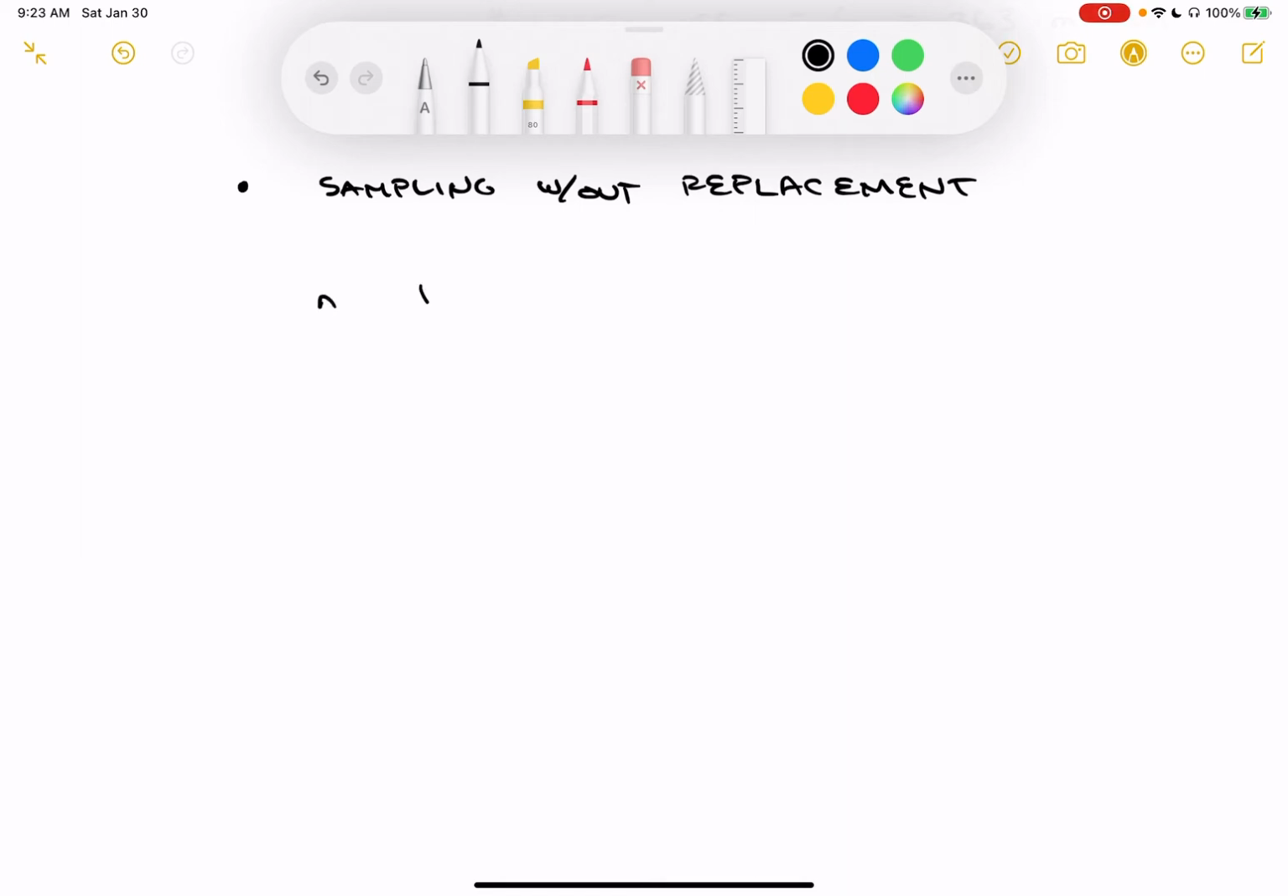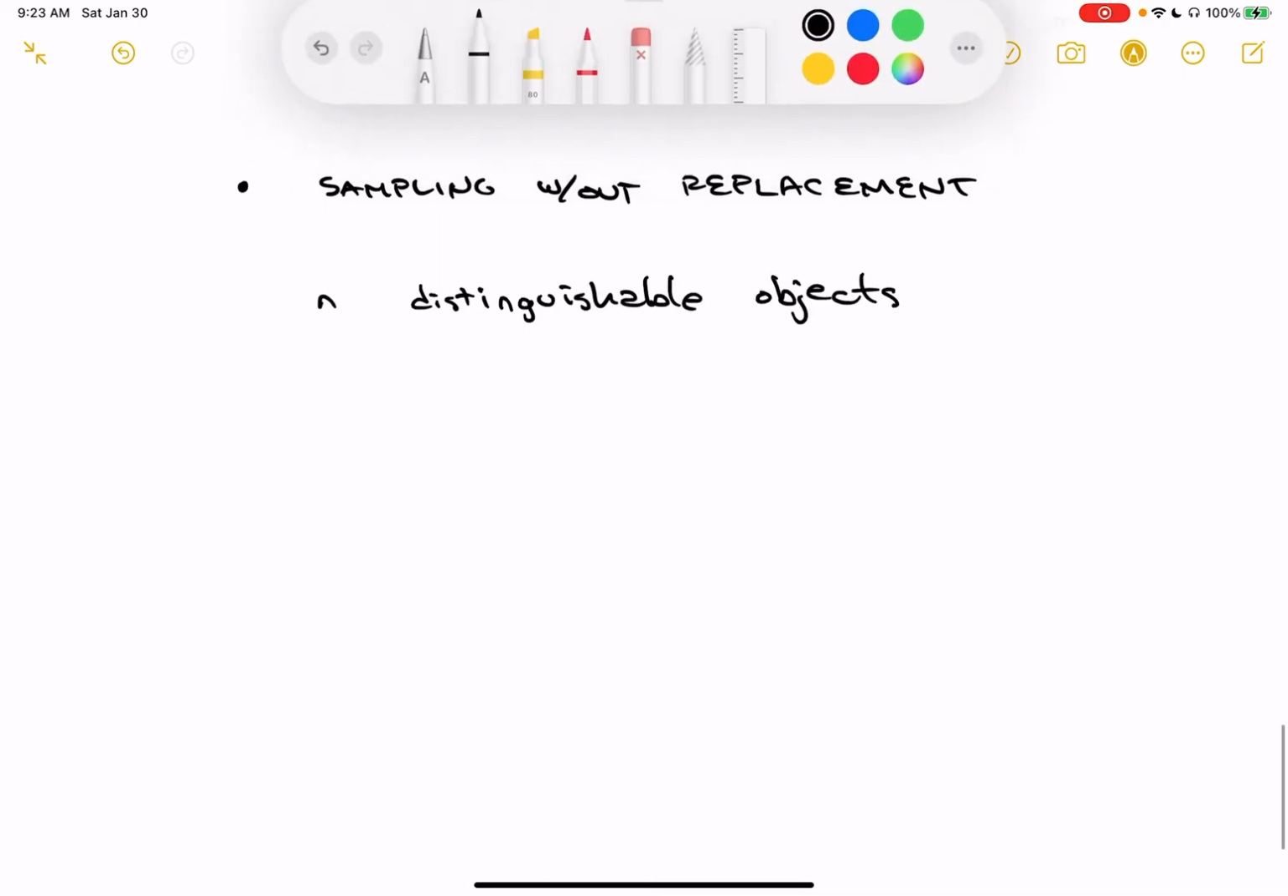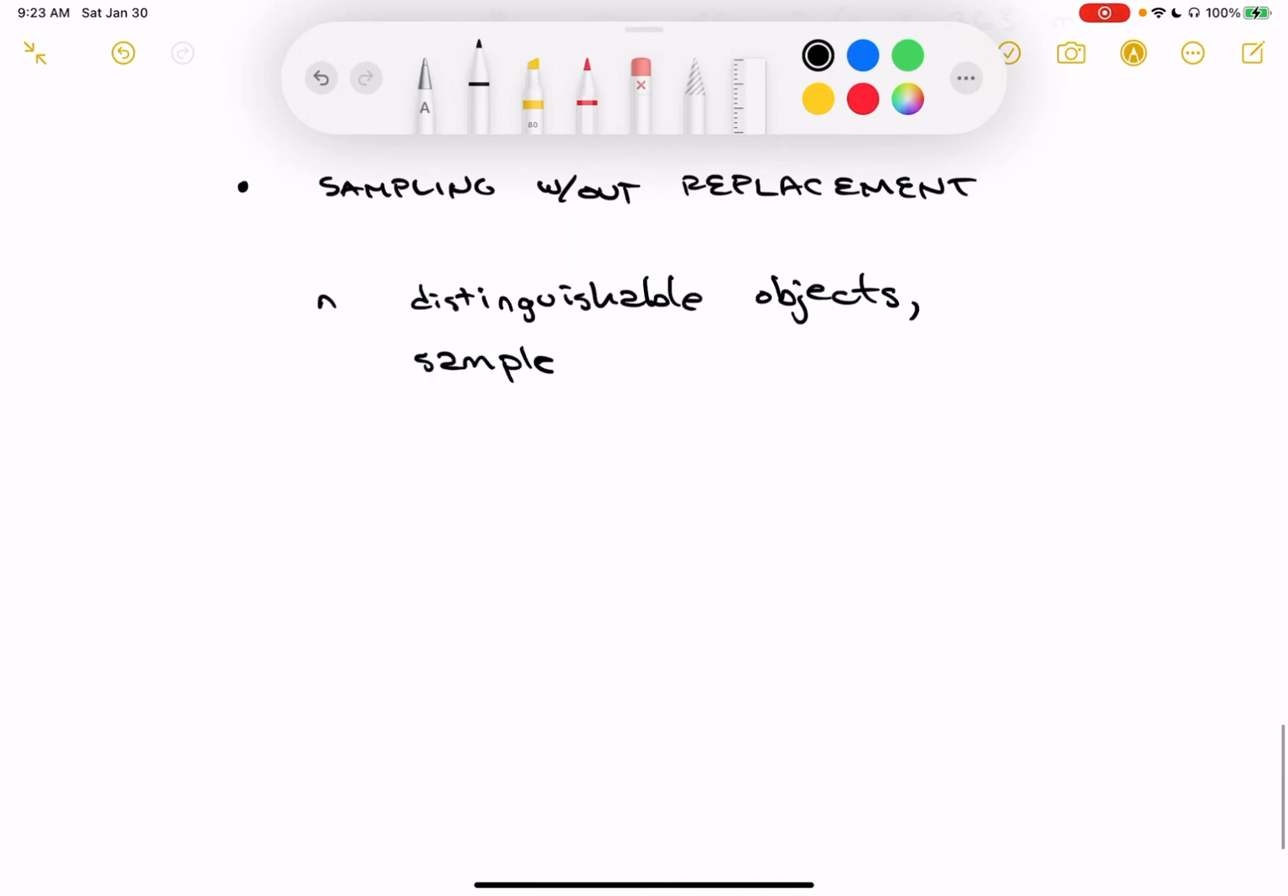We're going to start with n distinguishable objects, and we're going to have a sample size of k. And again, I'm going to put in here, we're going to allow that order matters. So you can think of as having a box, it's got n things in it, and I'm going to pull out k of them, okay? And the order in which I pull them out matters. And as I pull them out, they don't get replaced, right? So once they're out, they're no longer in the box. They can no longer be selected again.